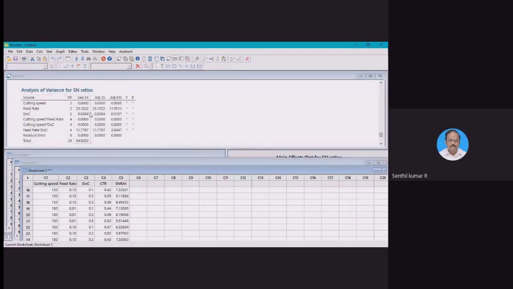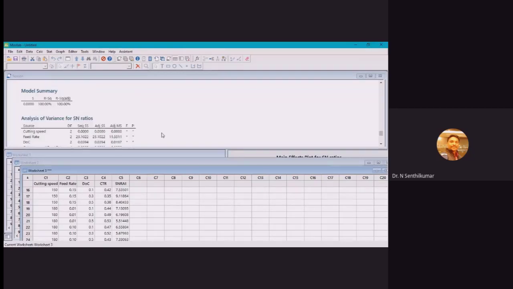Now you can see F and P value, it is 0 because you can see the R square value is 100. That is a perfect model being built. So that's the problem with L27, we have to select the perfect column for analysis. Otherwise, it is really tough for us to understand.